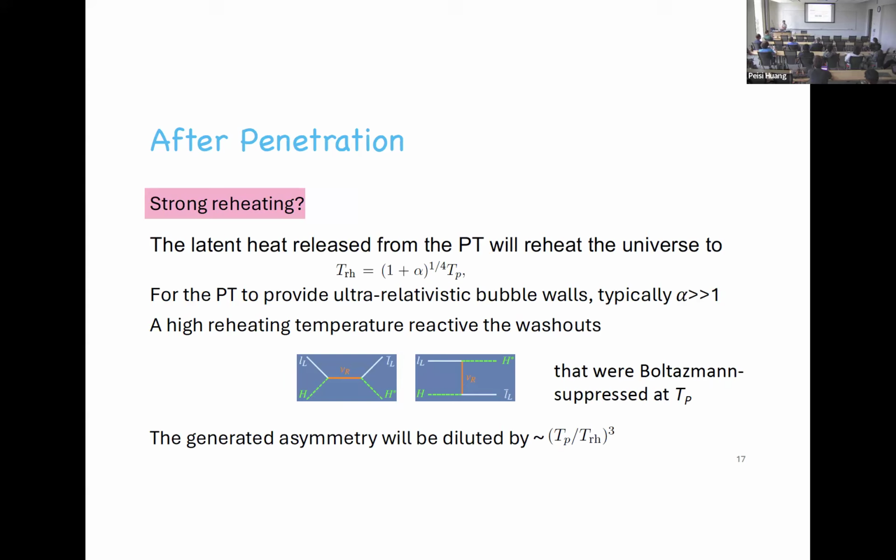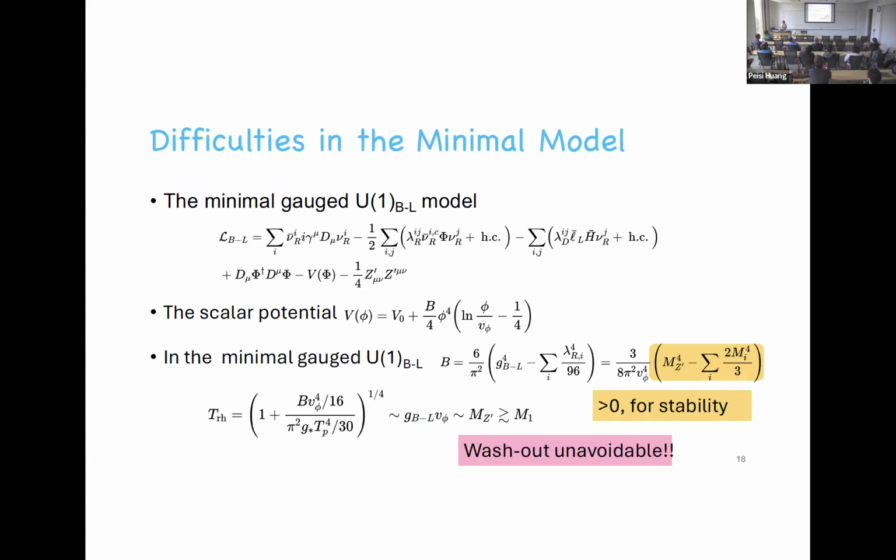The major problem is the strong reheating. From a very strong phase transition, we expect a large latent heat released from the phase transition that will reheat the universe. And for a phase transition to provide ultra-relativistic bubble walls, typically this alpha is much larger than 1. So the reheating temperature is typically high. A high reheating temperature means the washout processes are reactive again, and they are no longer Boltzmann suppressed, although they were Boltzmann suppressed at the percolation temperature. And also, the generated asymmetry will be diluted by T phase transition over T reheating cubed. So this turns out to be the major difficulty in the minimal model.